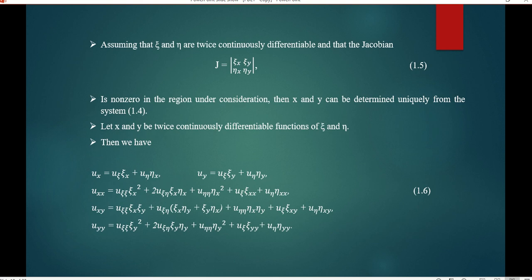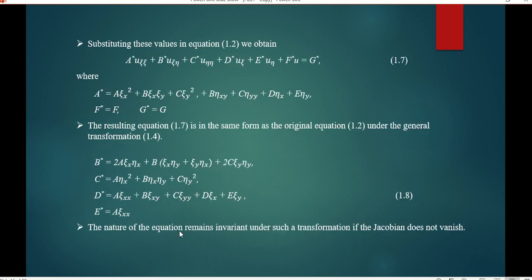Now assume that psi and eta are twice continuously differentiable and that the Jacobian determinant is not equal to 0 on that domain. Let x and y be twice continuously differentiable functions of psi and eta. Then we have the partial derivatives in this form, represented here in equation 1.6. So substituting these values in the general PDE, we have the equation 1.7 with the coefficients a star, b star, c star and so on.